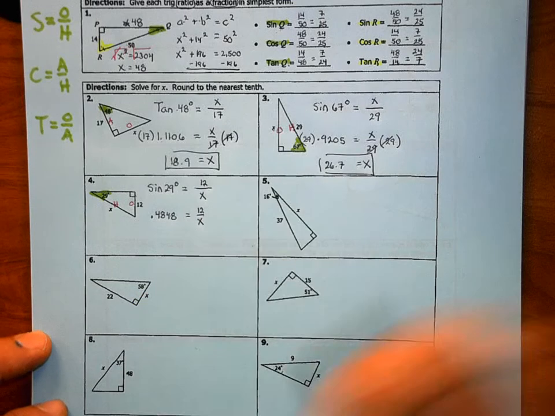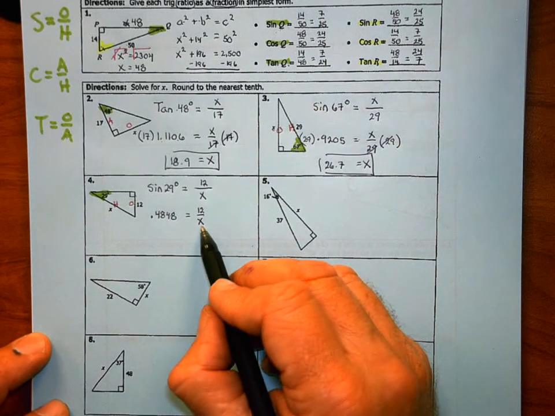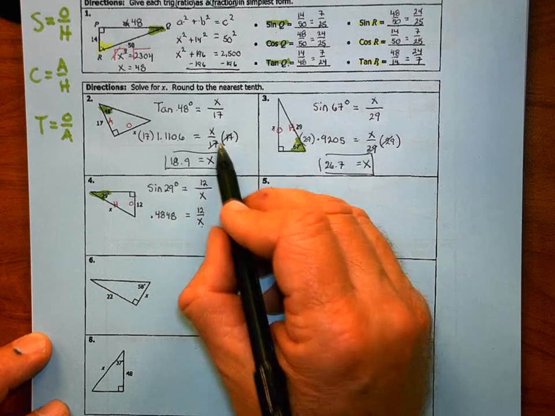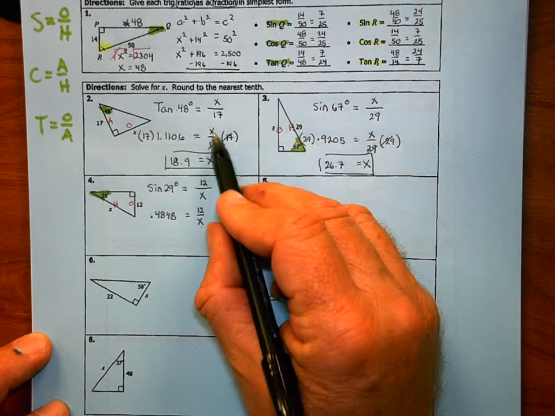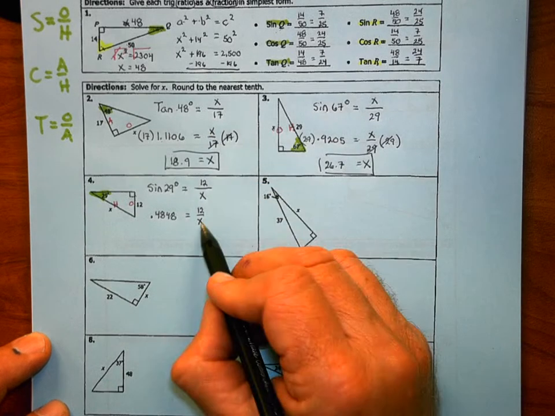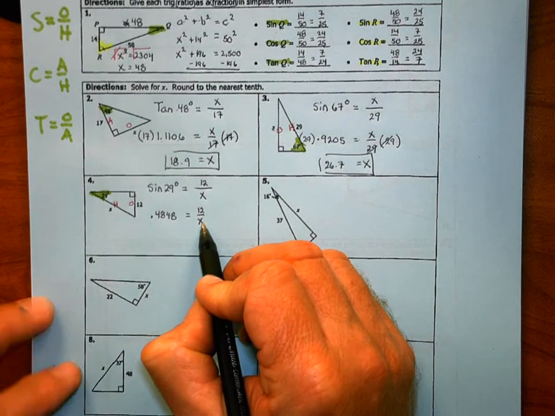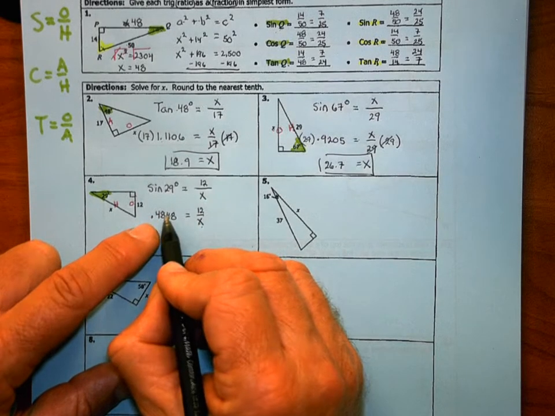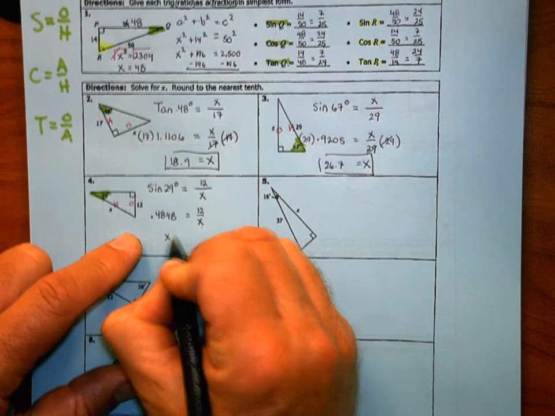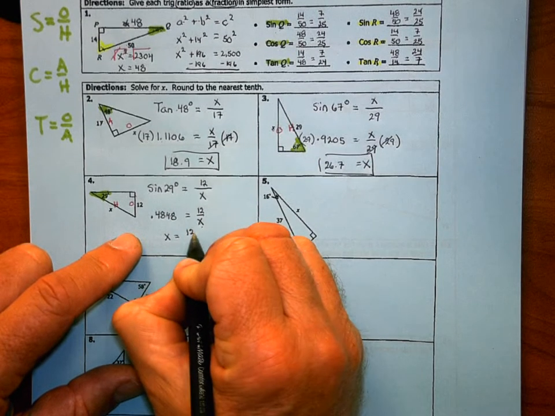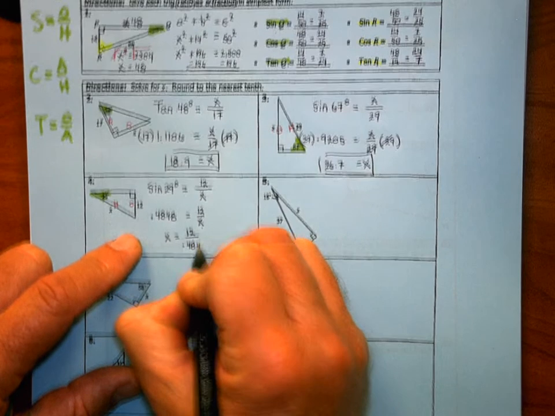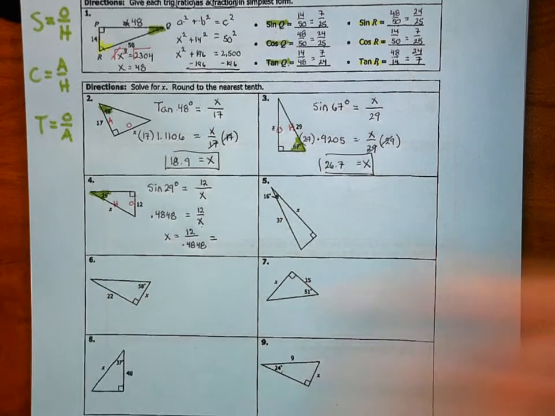Okay, now notice in number 4, when I'm solving for x, x is in the denominator, whereas in number 2 and number 3, x was in the numerator when I solved them out. So when x is in the denominator, this is an easy fix. All you have to do is switch the x and whatever is right here. So this means that x is equal to 12 divided by 0.4848. And whatever that equals, that's your answer.